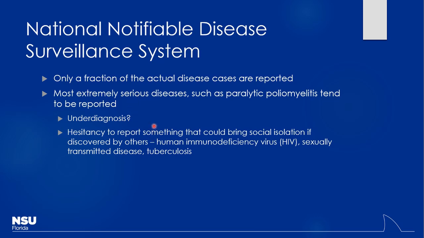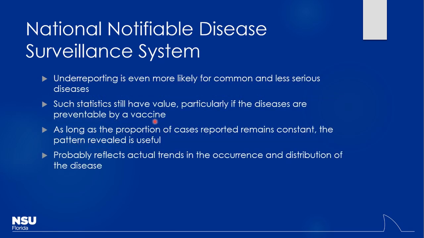However, other things may not be reported so much, right? For instance, if someone gets diagnosed with a sexually transmitted disease, some people may be hesitant to report it because it could be isolating to the person. HIV is another good case of this, and tuberculosis. These are things that may be socially awkward for the person to report. Maybe they don't do that. And again, underreporting is only going to hurt the data overall. It makes it more difficult to do these investigations.